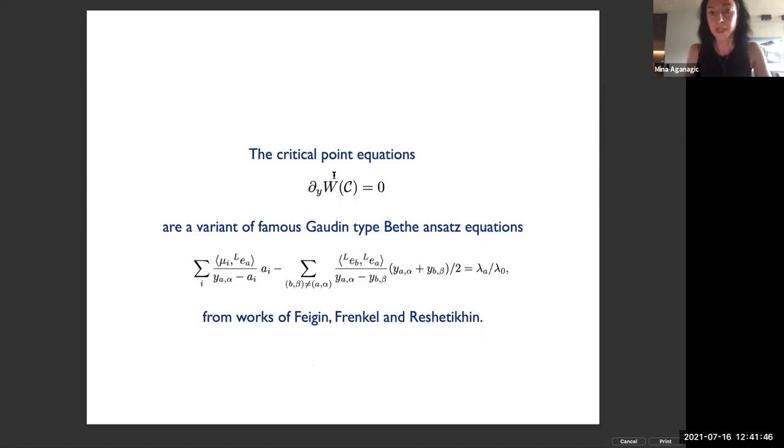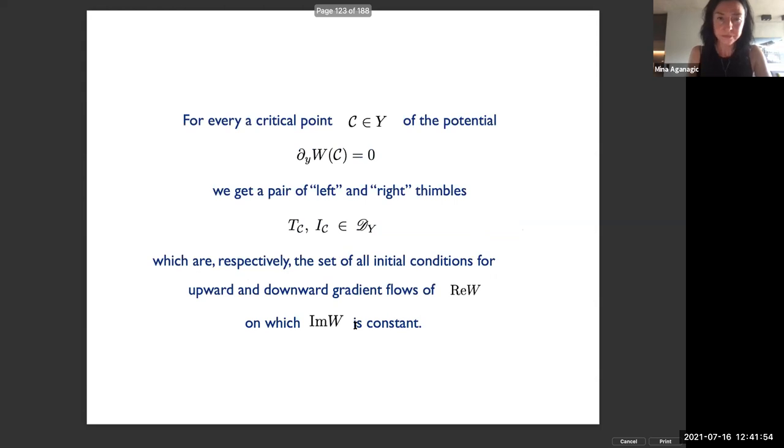The critical point equations are a variant of the famous Gaudin-type Bethe ansatz equations from works of Feigin and Frenkel and Reshetikhin. For every critical point of the potential, we get a pair of left and right thimbles, which are respectively the set of all initial conditions for upward or downward gradient flows of the real part of W, on which the imaginary part of W is constant.